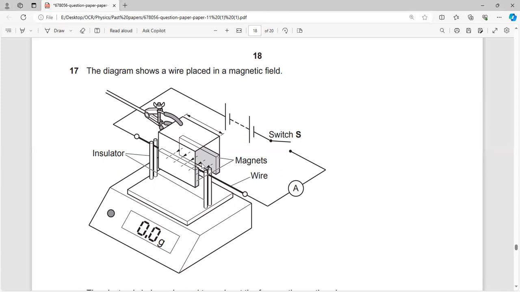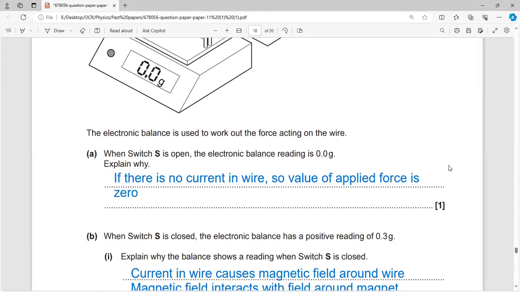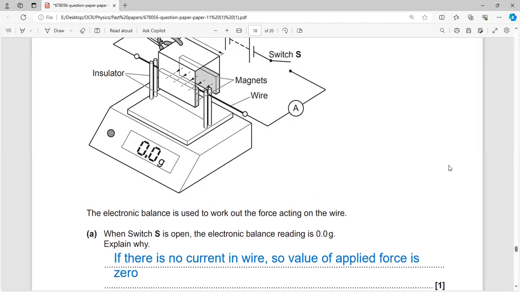That whole apparatus is placed on the surface of a weight scale, a weight measuring scale. The electronic balance is used to work out the force acting on the wire. So we're using this electronic balance to measure the force acting on the wire.